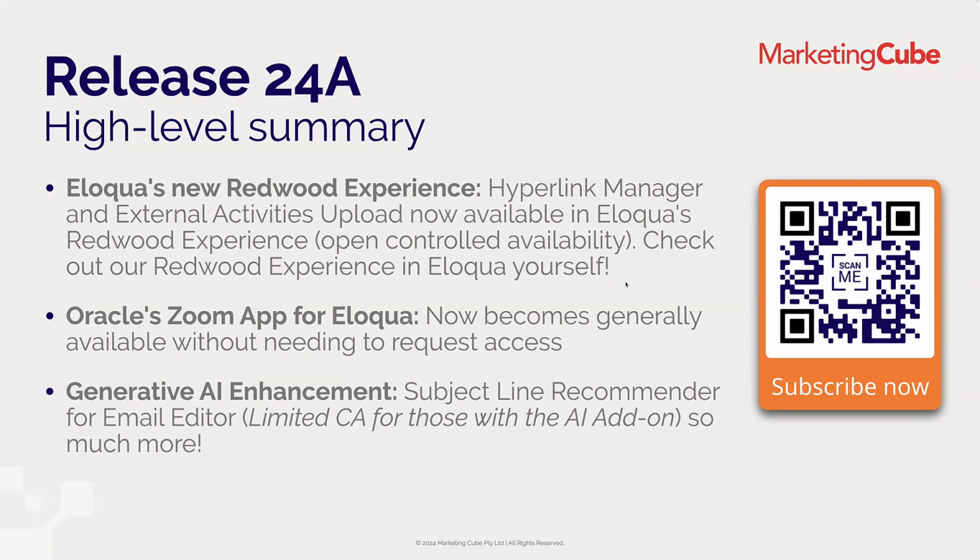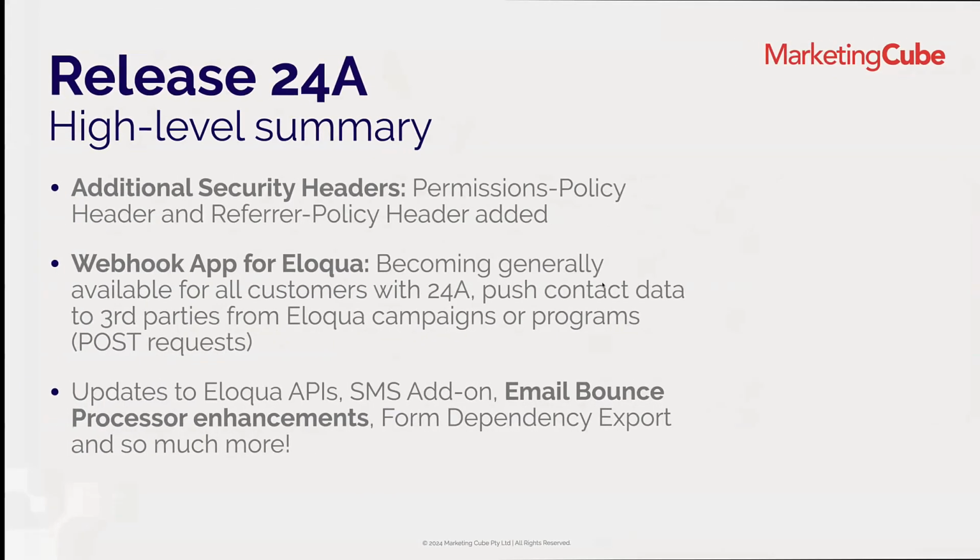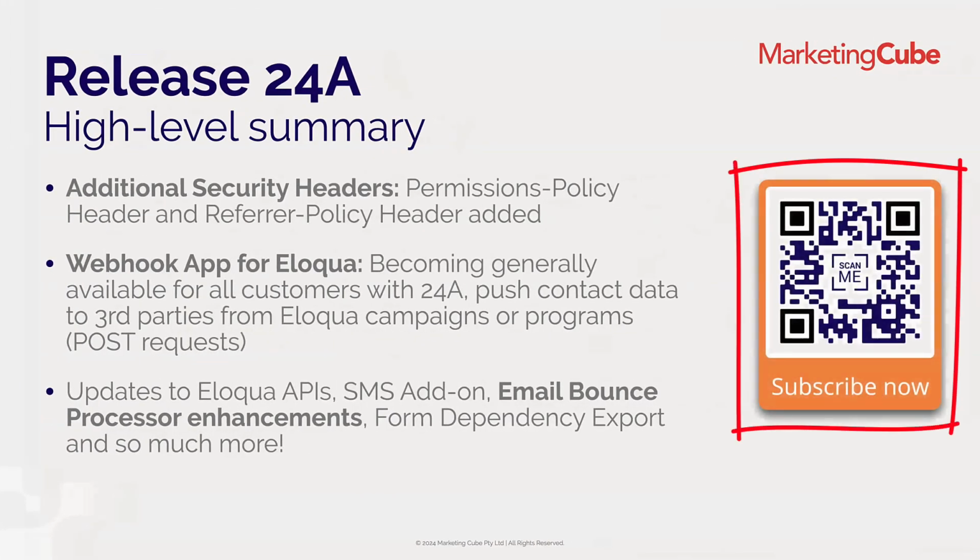For those with the generative AI enhancement, which is an add-on, the AI add-on for Eloqua, subject line recommender for email editor, it's currently limited controlled availability, but there's more to come. So if that's something that your organization has running, then jump in, see if you can get it. You might need to apply. I'm sure you will. You'll find information in the help center as well on that one.